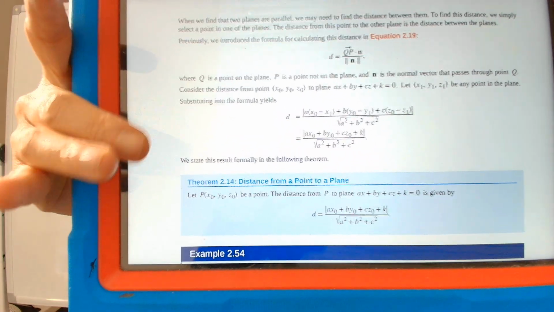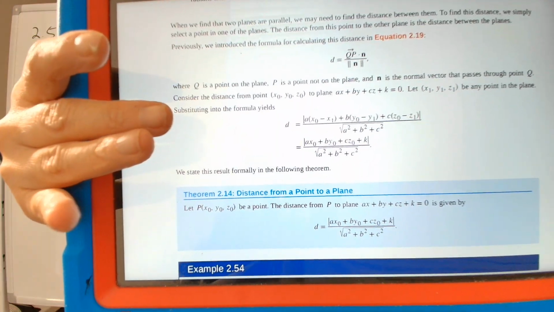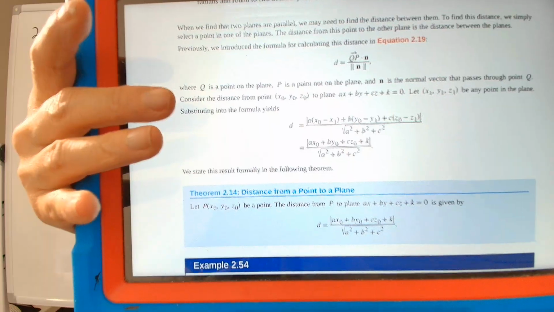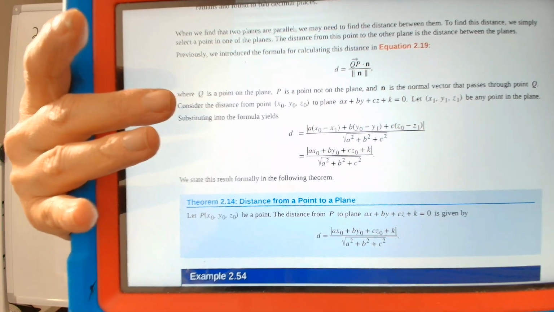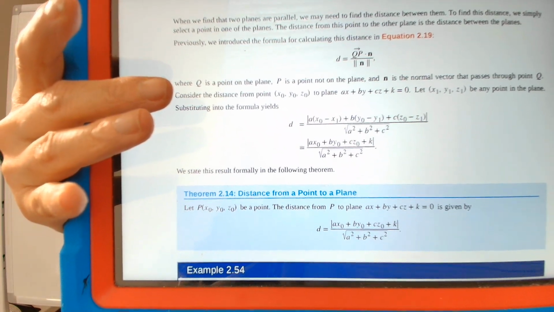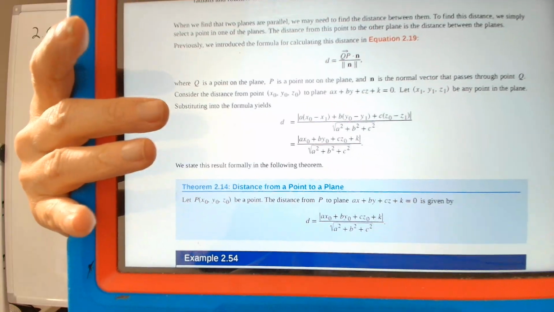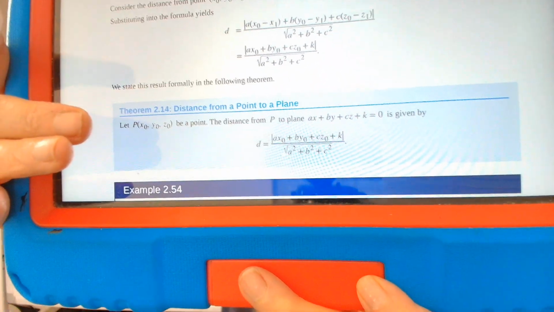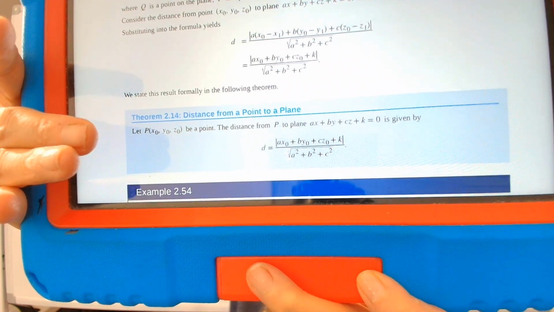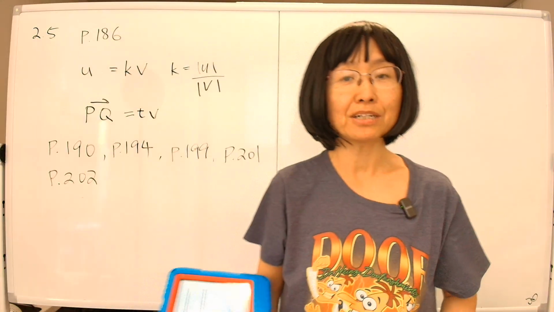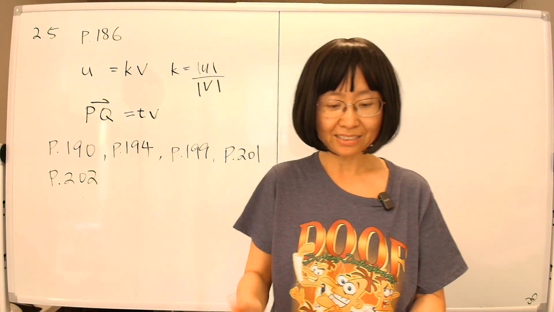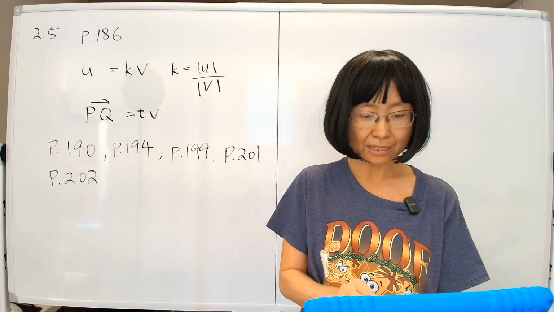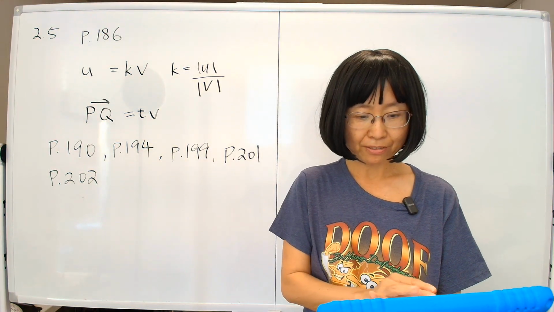In any case, we plug it into the formula to simplify a little and come up with a slightly shorter formula if the plane is given as ax plus by plus cz plus k. You plug it in and you quickly arrive at this slightly shorter formula. That is the distance from a point to a plane. Then you can plug in directly and not worry about the dot product or anything, because that's all included in the formula. So with that, please do example 2.54 as part of your homework.